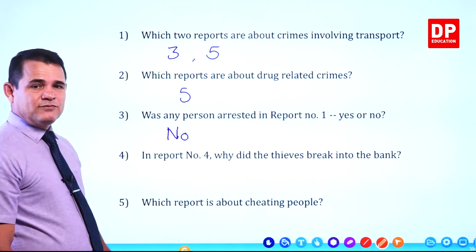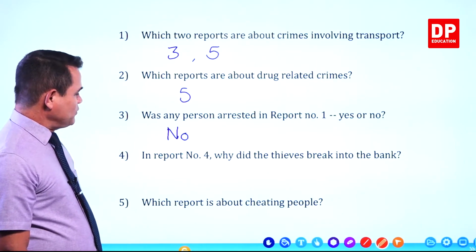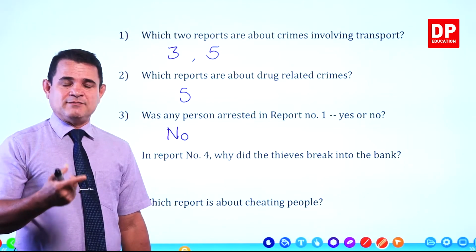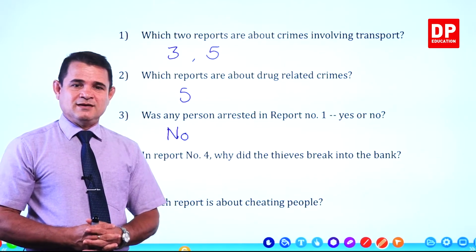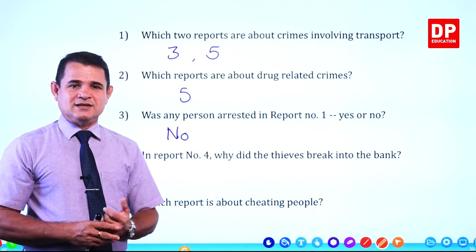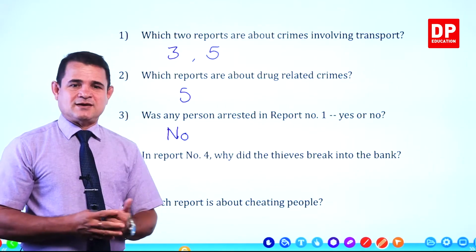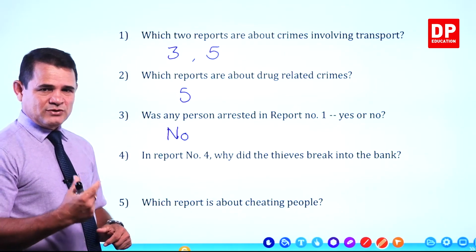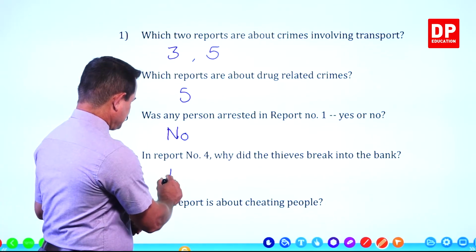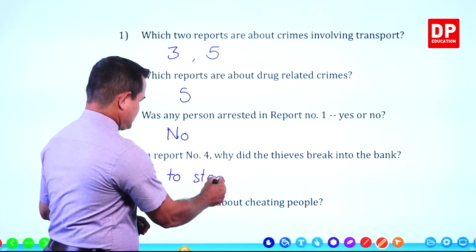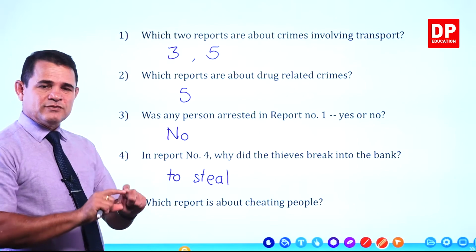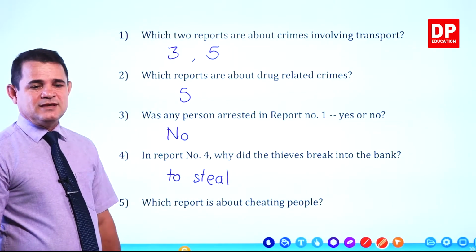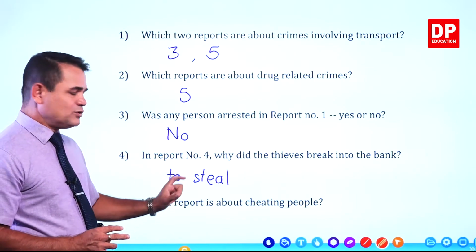And the next one, number 4. In report number 4, why did the thieves break into the bank? බැංකුවට කඩා වැදුනේ මොකද? Why? To steal some things. Steal valuable things. වටිනා දේවල් සොරකම් කරන්න. It can be money or it can be computer accessories. Now you can give the short answer, to steal. Or else if you want to give the full answer, the thieves break into the bank to steal valuable things. එහෙම සම්පූර්ණ උත්තරේ දෙන්නත් පුළුවන්. Or else even the short answer is accepted.